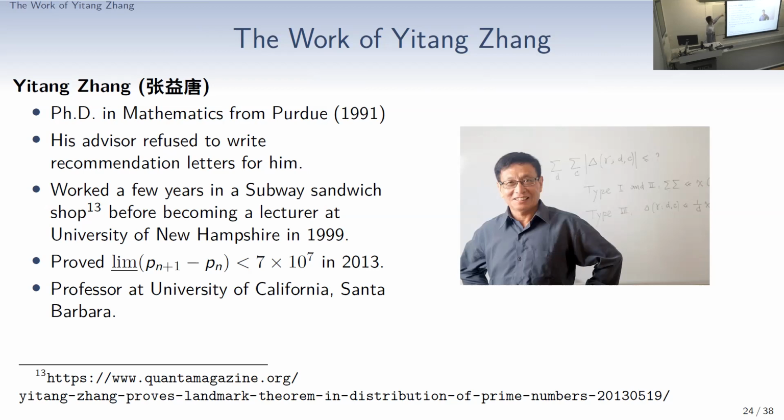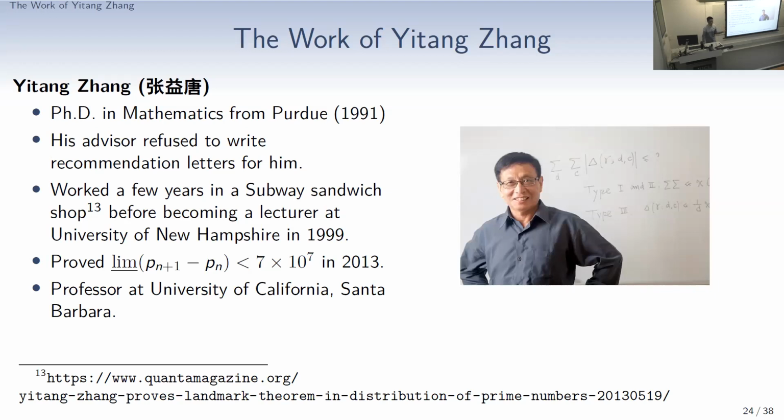He got his PhD at Purdue in 1991, and due to certain conflicts, his advisor refused to write him a recommendation letter, which indicated that he would have a hard time finding a job in the academic job market. So in the 1990s, he actually worked a few years in a Subway sandwich shop before becoming a lecturer at the University of New Hampshire in 1999.